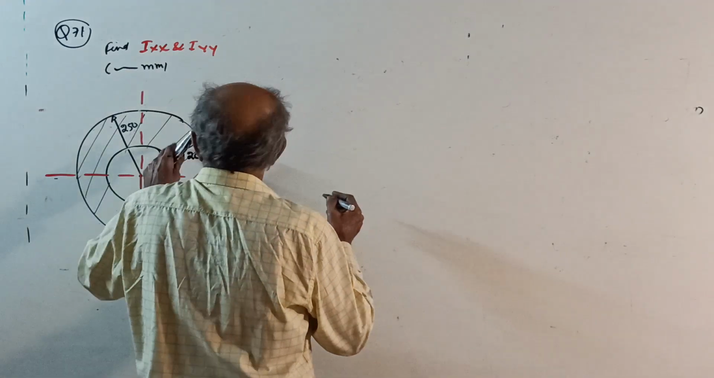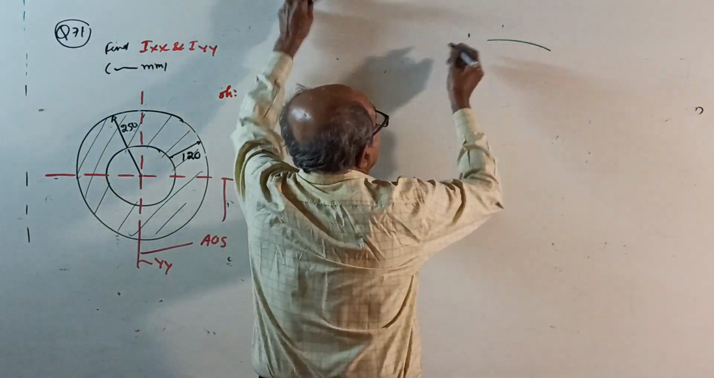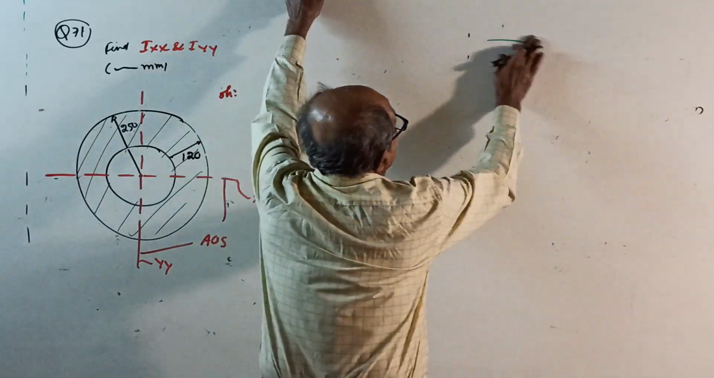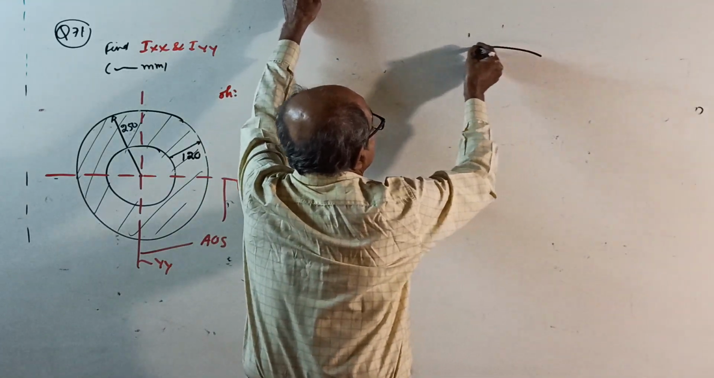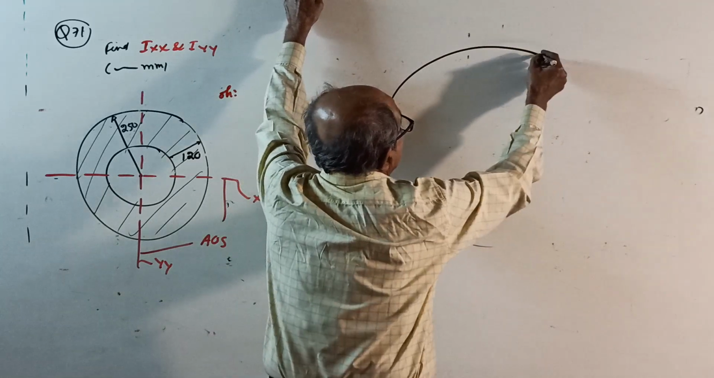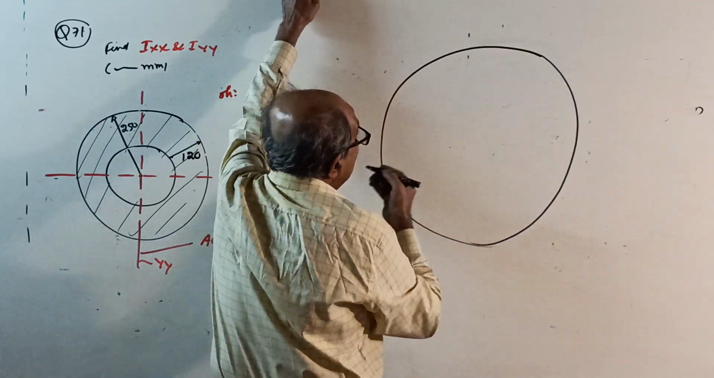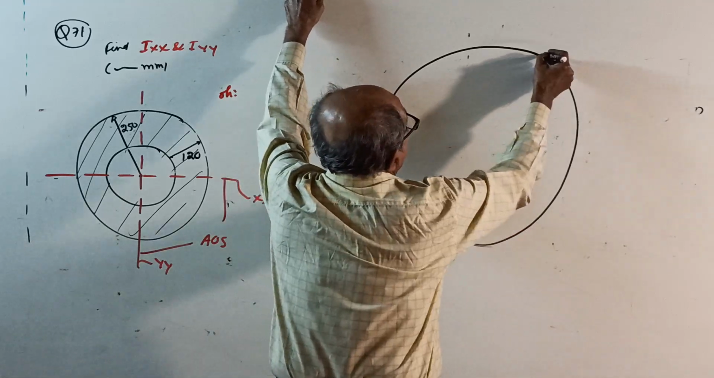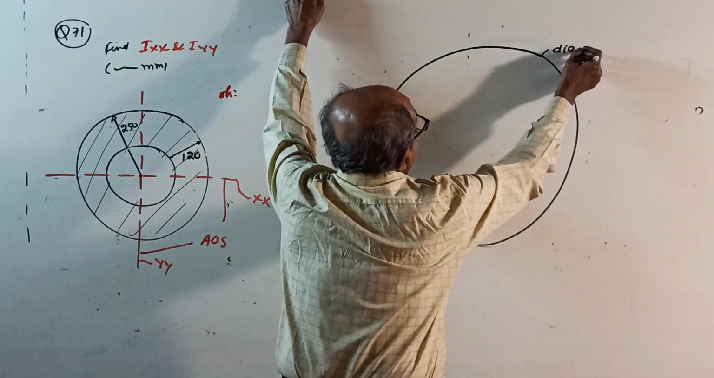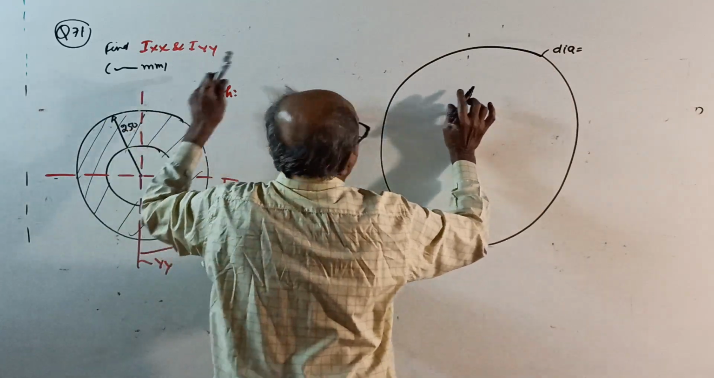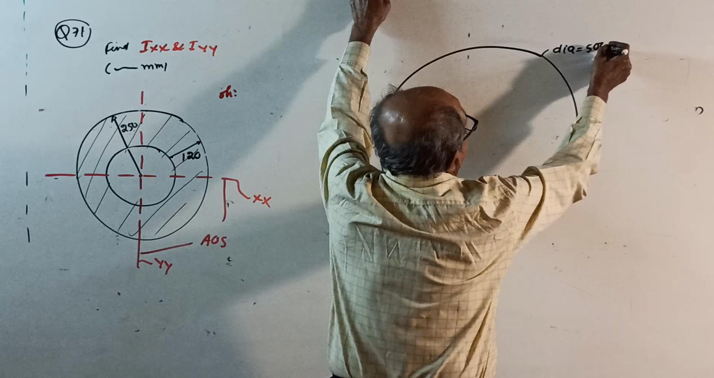Directly go, first consider the outer circle. Outer circle, okay. Somehow I tried a circle. This is of diameter, how much? 500. Why 500? 500.